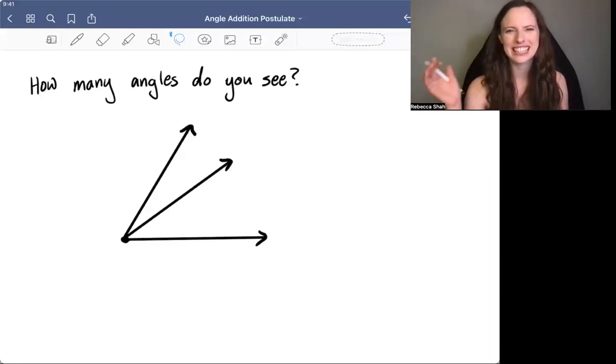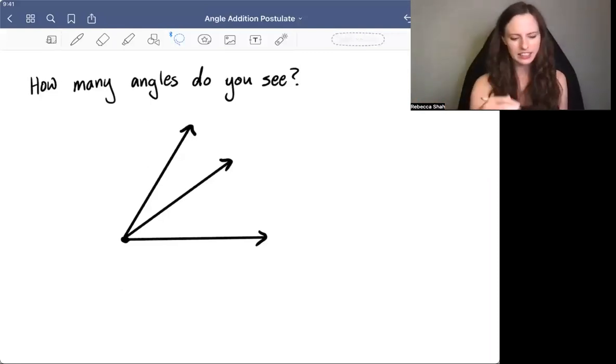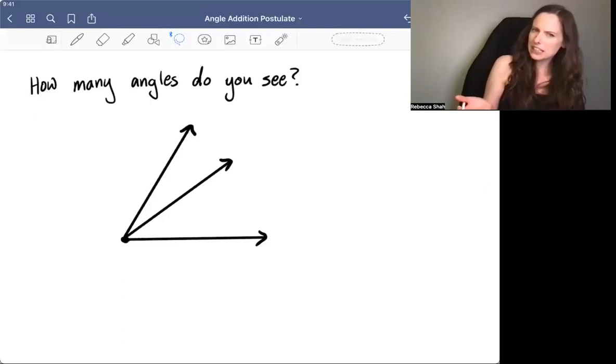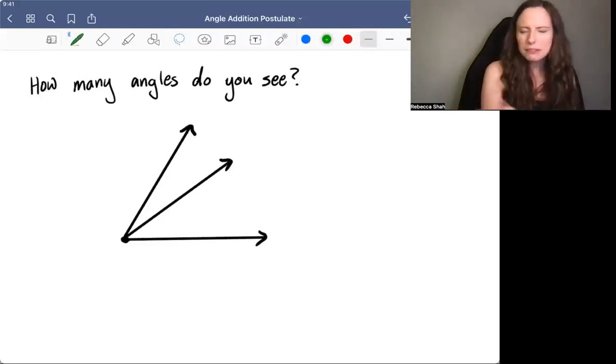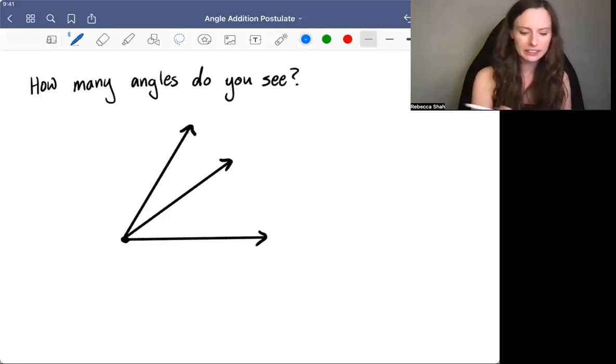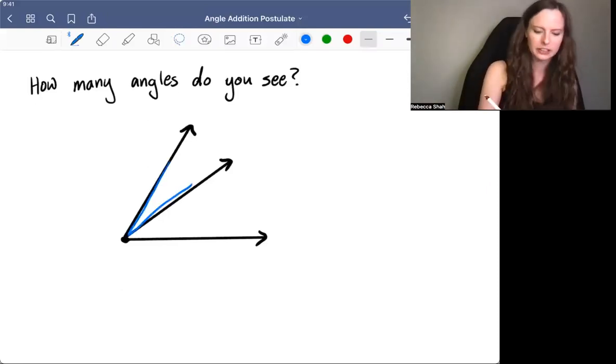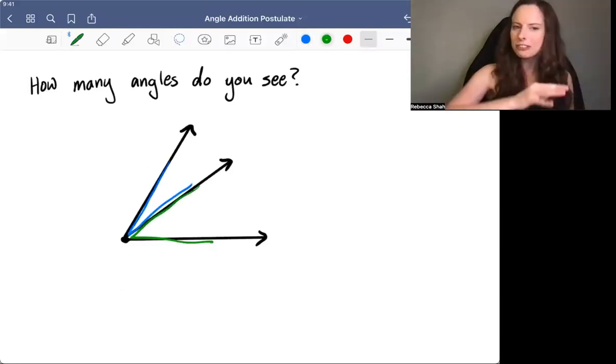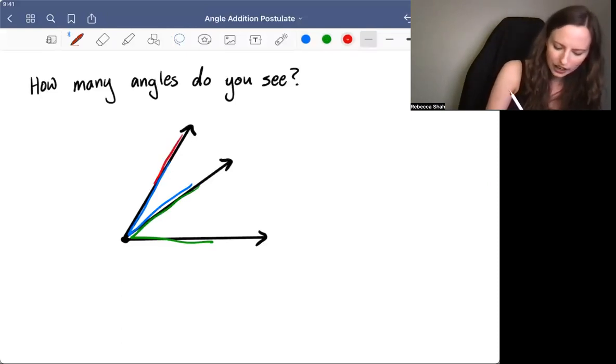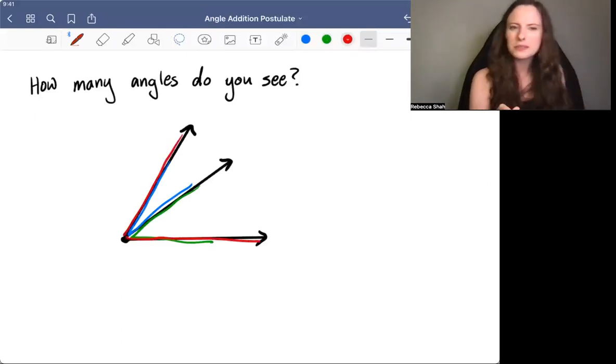Today we're talking about the angle addition postulate. Now, in this diagram, how many angles do you see? You're probably thinking two, but there's actually three. You have this blue angle here, this green one, and if we look at the whole thing, there's this red angle as well, which is made up of those two outside rays.